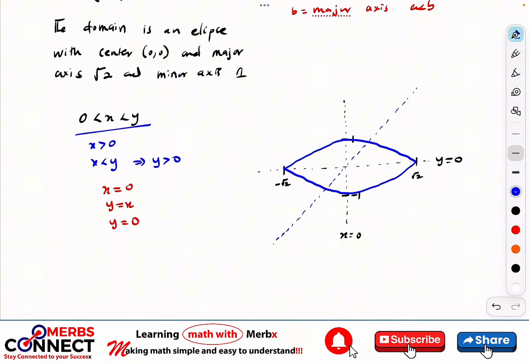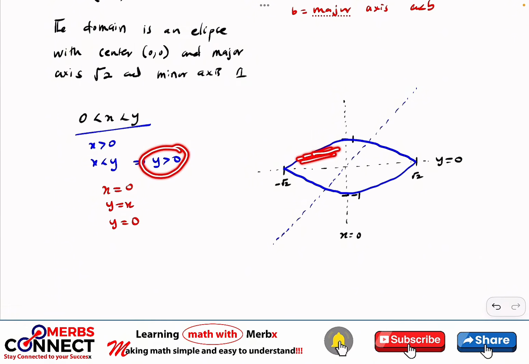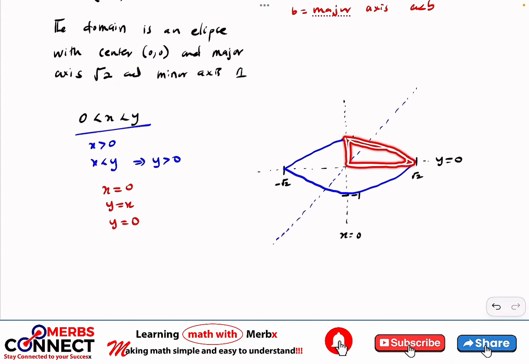But let's look at what is going to happen here. Now we know that x is greater than 0. So if x is greater than 0, then x can never be negative. So we are going to exclude the negative aspect here. And then we know that y is greater than 0. So we are also going to exclude the negative aspect. So we are left with just the first quadrant here, right? This is the first quadrant which is going to be left.